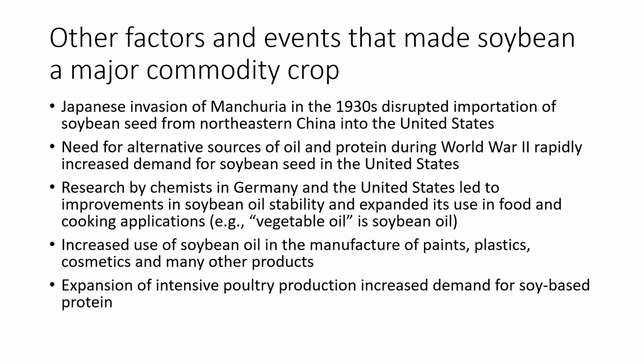Chemists in the United States and Germany in particular, also at that same period, were working on ways to stabilize the oil and the oil components so that it would have a longer shelf life and be useful for a wider variety of commercial uses and industrial uses, as well as food. Among these would be the use of soybean oil in paints, plastics, cosmetics, and many other products. After people realized that there was also a lot of protein in the soybean meal that was being separated from the oil, there was also a great demand for soybean meal and the use of poultry feed and other types of livestock feed.